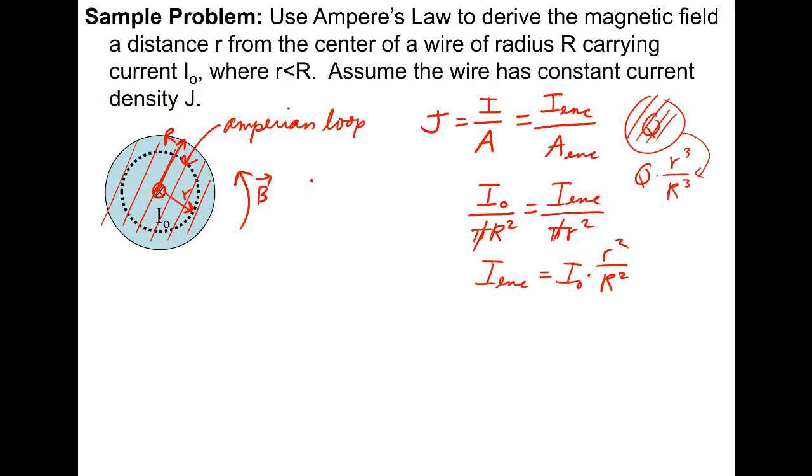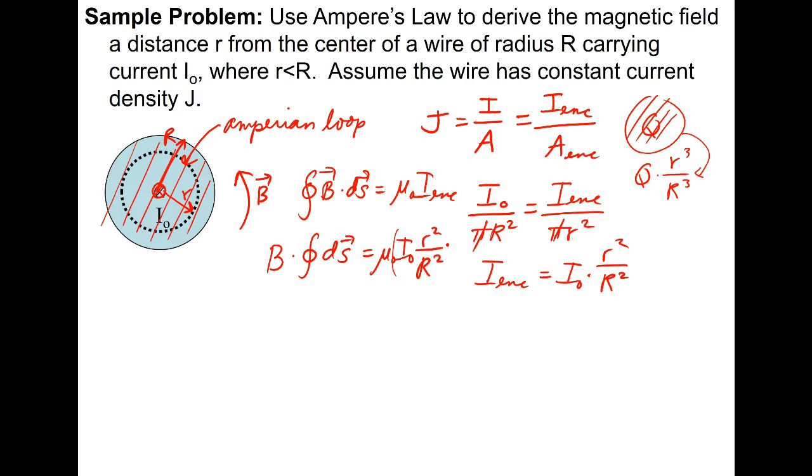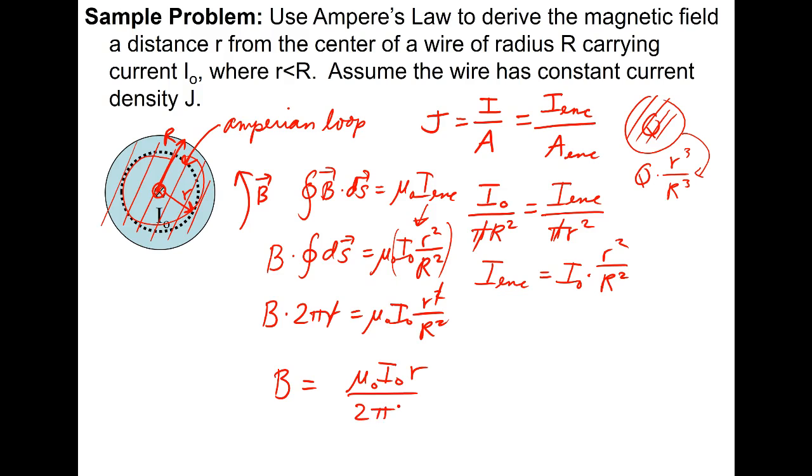Okay, so let's apply Ampere's law. Integral of B dot ds is equal to mu naught I enclosed. So it's very easy to set up. B times the integral of ds is equal to mu naught I naught little r squared over big R squared. So that's I enclosed. Again, the integral of ds going around this Amperian loop is just going to be 2 pi r. And that's mu naught I naught r squared over R squared. One of those will cancel. And we are going to get a magnetic field of mu naught I naught r over 2 pi big R squared.